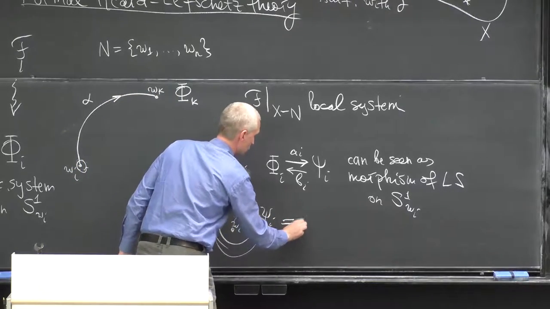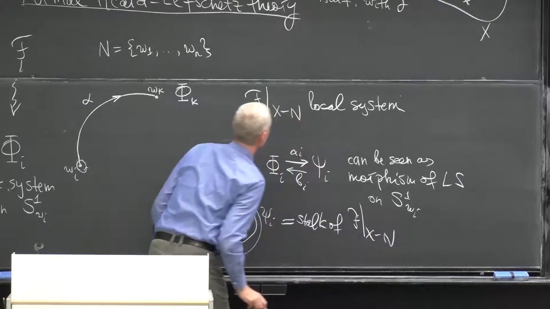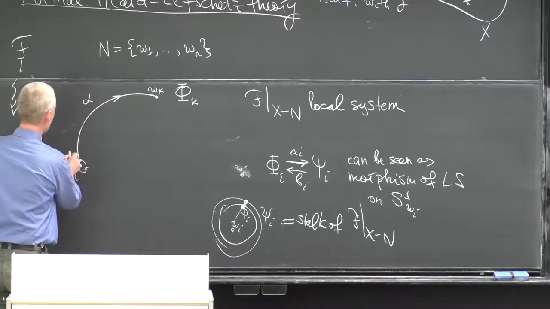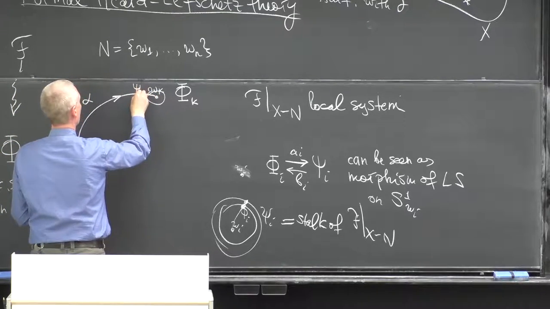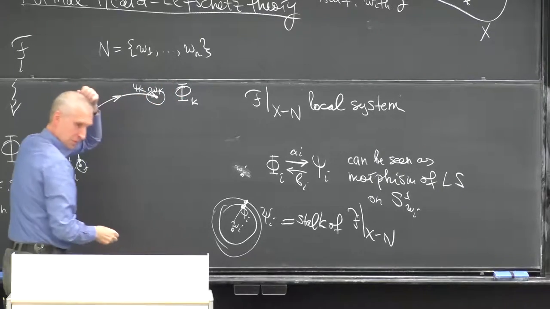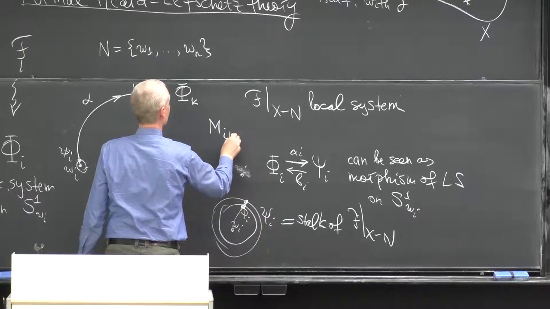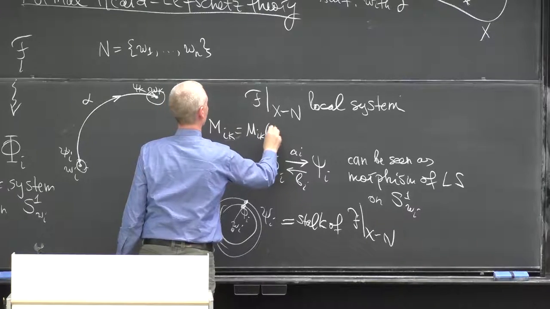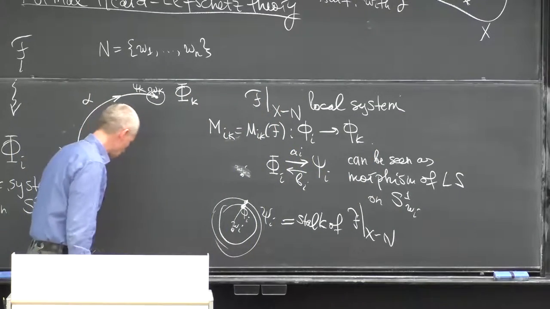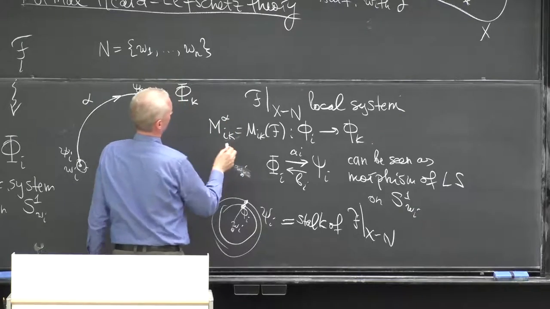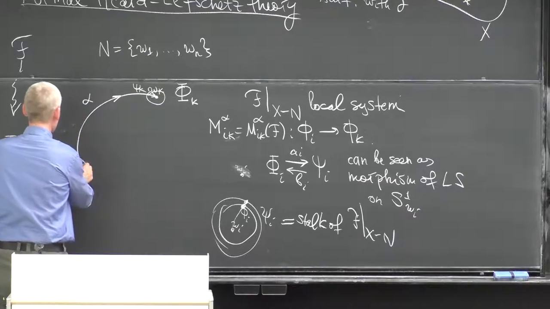But that is just the stalk of F restricted to X minus M. And then I can move. Here I get to psi I, and here I move around this thing, and then go to psi K, and then eventually go to phi K. So I get a map M I K alpha of F from phi I to phi K. And here phi I really would be phi I starting in the direction of alpha.